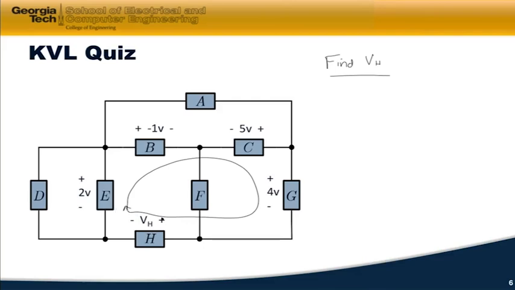So going around here, starting with plus VH, and then I get to the minus 2. Over here, I get a plus 1. And then around here, I get a minus 5, and then plus 4 equals 0. So when I add these up, I'm going to have a minus 8 plus 4. In other words, solving for it, I get 4 volts.